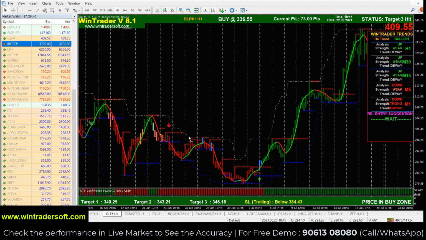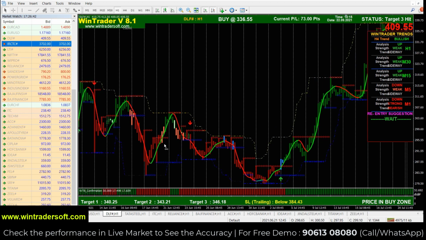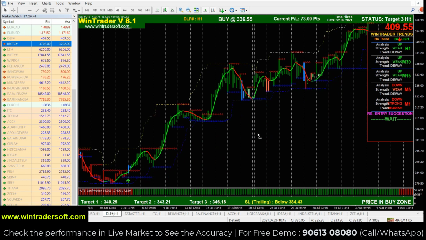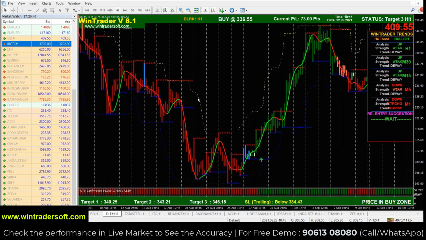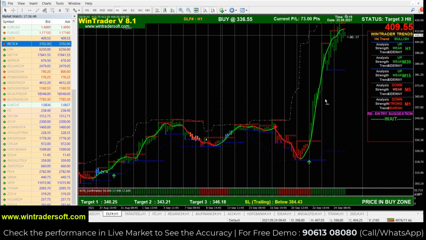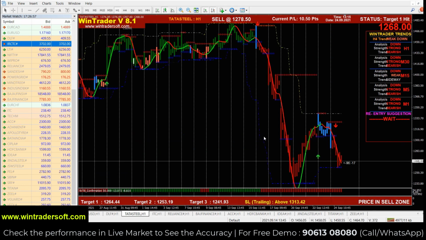If proper confirmations are generated, then only you have to enter the trade. Otherwise, we have to avoid the trade. Here, all the previous signals you can check. These all are working perfectly. After that, the advantage of positional trading is that we will get a proper entry point at the exact level when a trend starts.